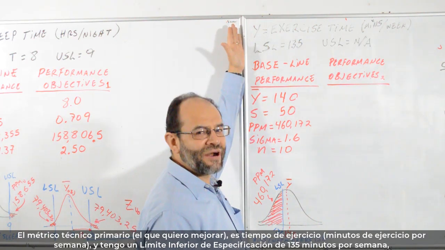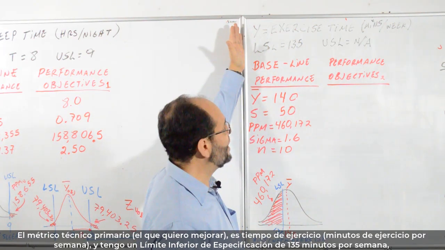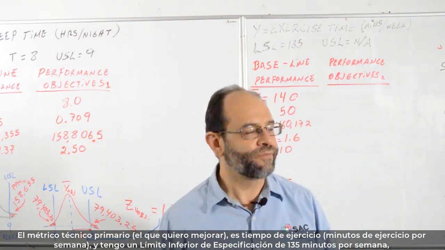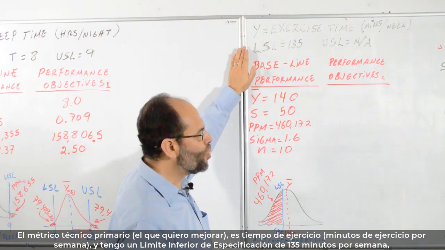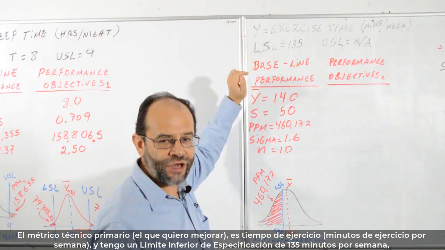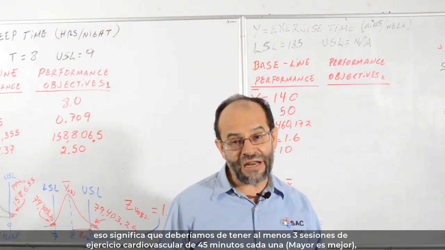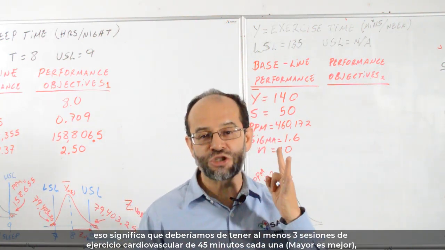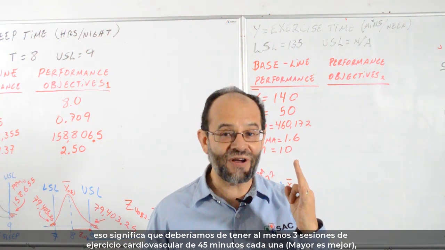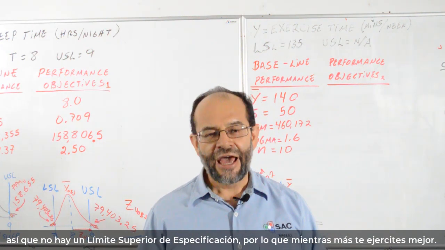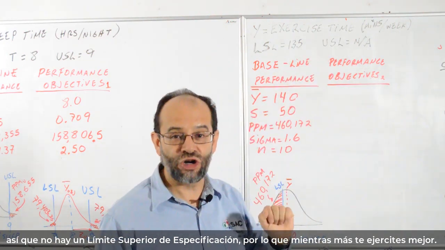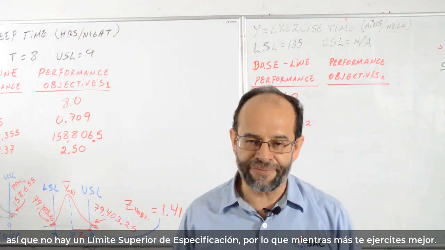The technical primary metric, the one that I want to improve, is exercise time, minutes of exercise per week. And I'm having a lower specification limit of 135 minutes per week. That means that the minimum that we should have is 3 sessions of cardiovascular exercise, 45 minutes each session. And greater is better, so there is not an upper specification limit, so the more you exercise, the better.